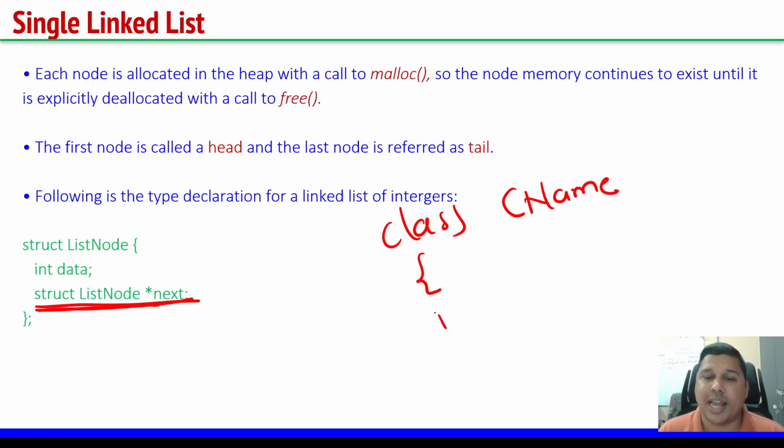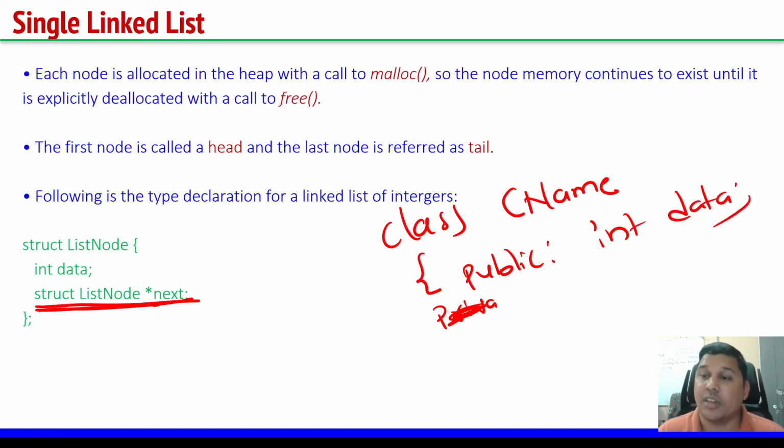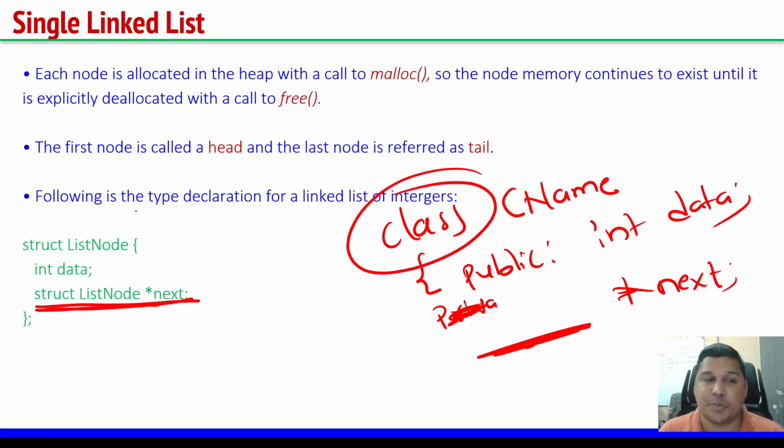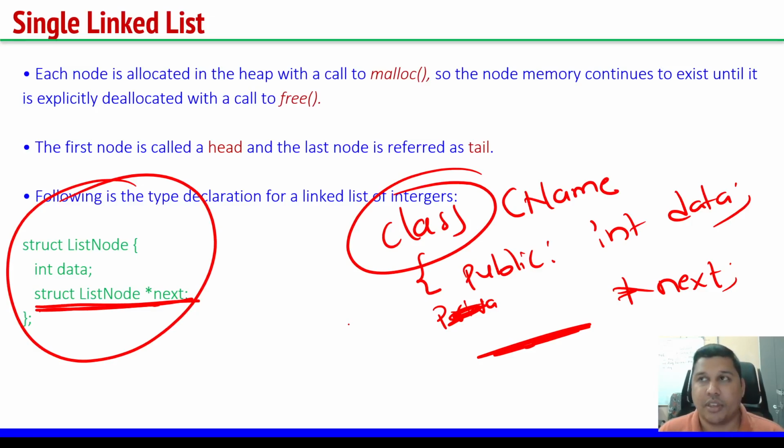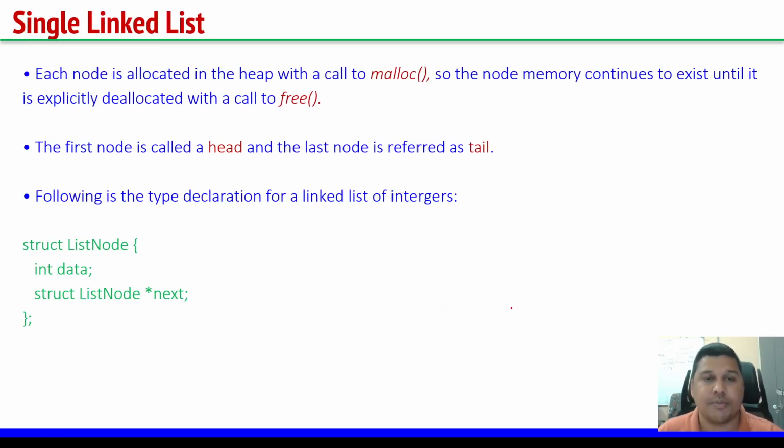Class C name. Then I will write private or public. Let me write public. After writing public, I will give int data. Now, I want to create another variable for next. So what will I give as the type of it? That is not possible with class. It is possible only with structure. This is a little different compared to the structure. You cannot give class C name here. It will throw an error because this is not included in the C++ or class concepts.